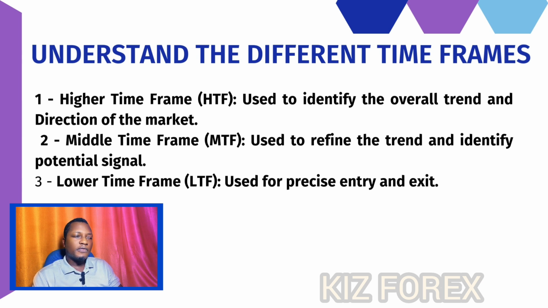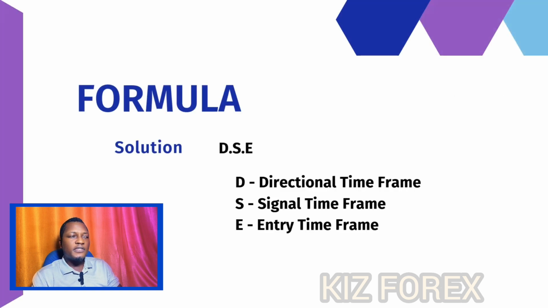The MTF, the middle time frame, is used to refine the trends in the market and identify possible signals of opportunities to trade in the market. The LTF, the lower time frame, is used to get precisely the entry and exit point of the market. Putting this together, we have this formula: DSE, the directional time frame, the signal time frame, and the entry time frame.